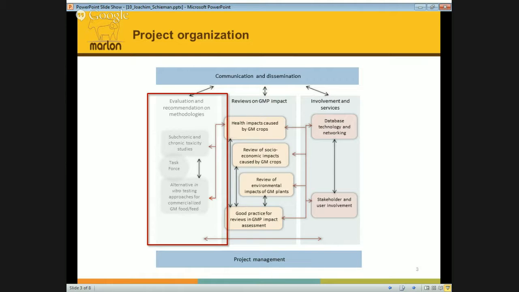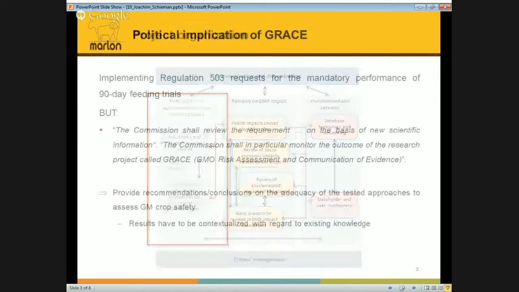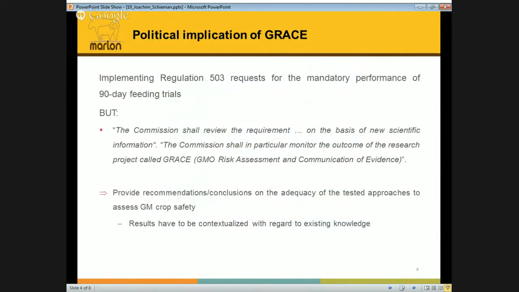And very important, a task force in between to try to link both aspects and also to provide additional toxicological expertise. So, for example, Pablo is a member of the task force, or Annette Pöting and other experts in toxicology. GRACE has also a political implication, therefore we have a lot of fun all the time working with GRACE.